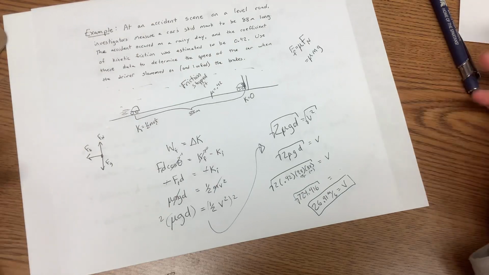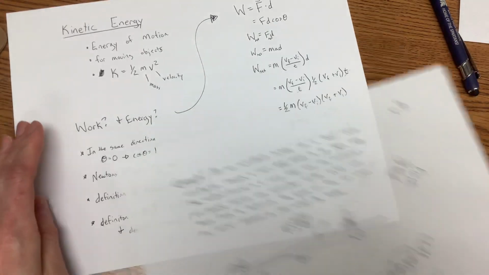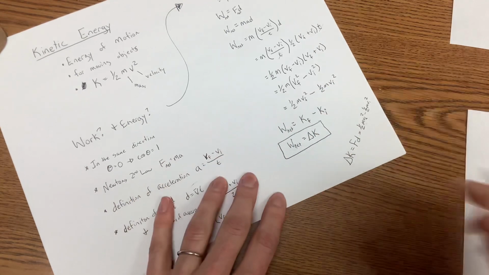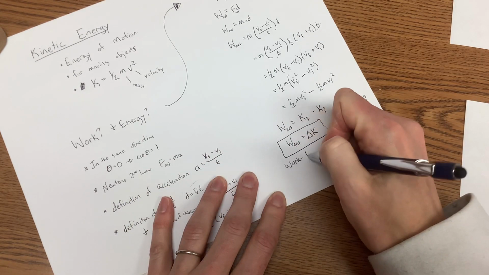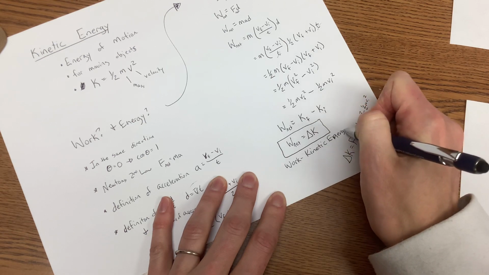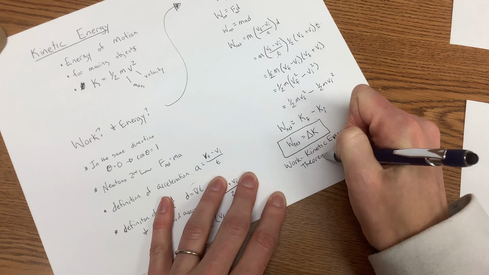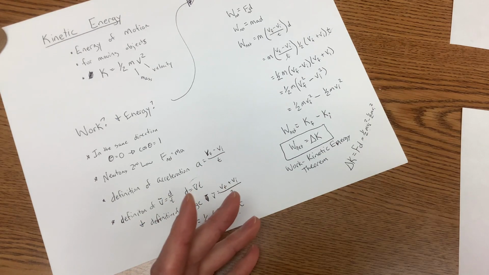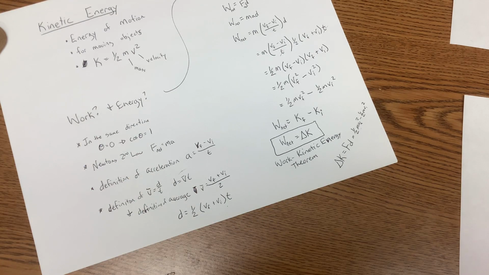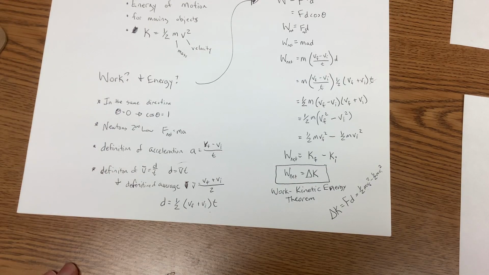But that is how we can use, I should tell you what this is called. This right here is called the work kinetic energy theorem. And it's on the sheet somewhere. It's on the equation sheet. So that's called the work kinetic energy theorem. And you can use it in situations where, I think you have to use it in situations where there is no friction. And that's it.